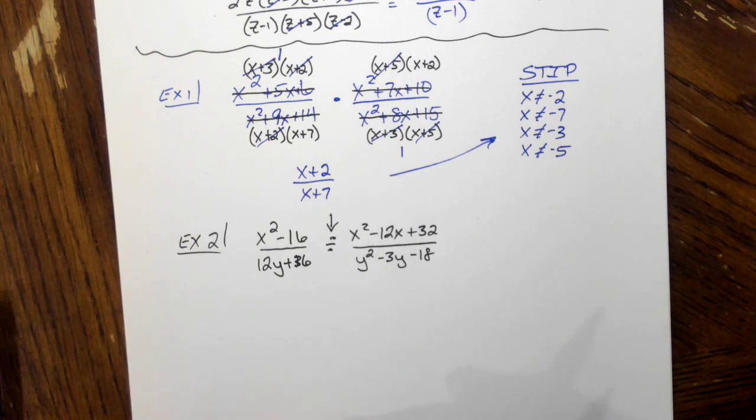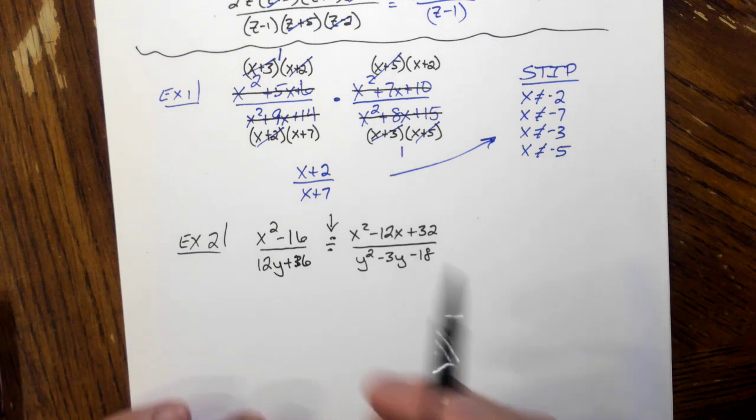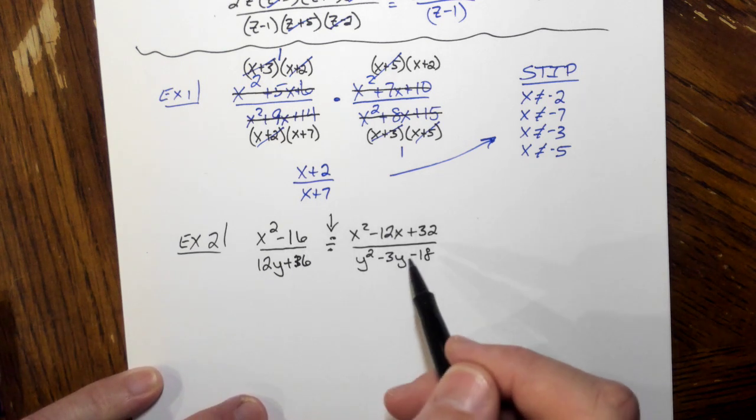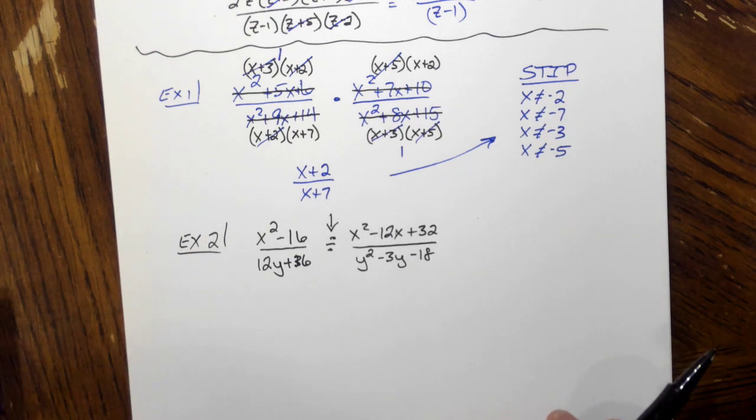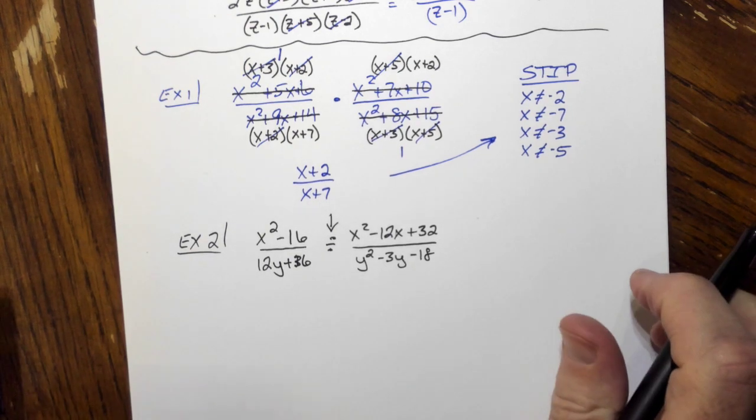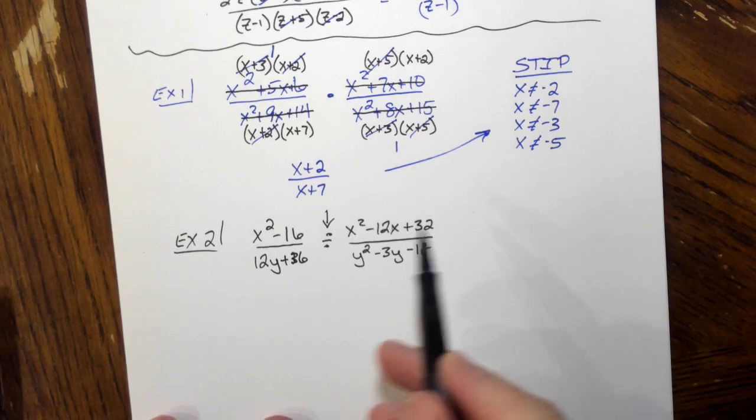Keep, change, flip. Now, some of you are going to do that, then factor. Some of you are going to factor, then do that. Your call on that completely. I'm going to try to combine 2 birds with 1 stone here a little bit.